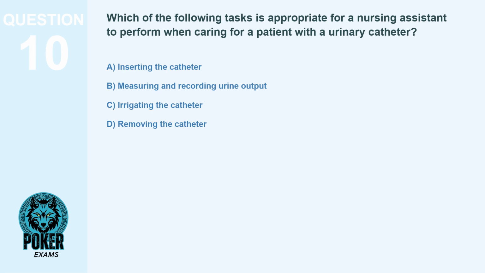Question 10. Which of the following tasks is appropriate for a nursing assistant to perform when caring for a patient with a urinary catheter? Inserting the catheter. Measuring and recording urine output. Irrigating the catheter. Removing the catheter.